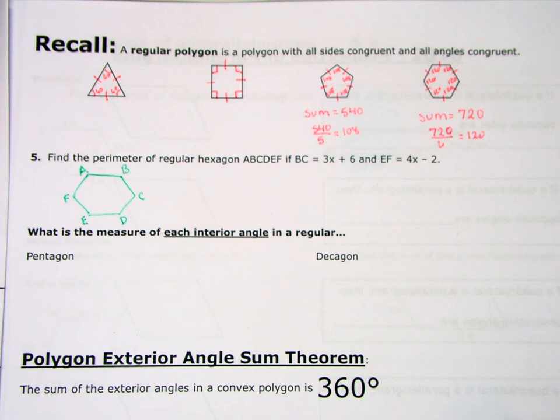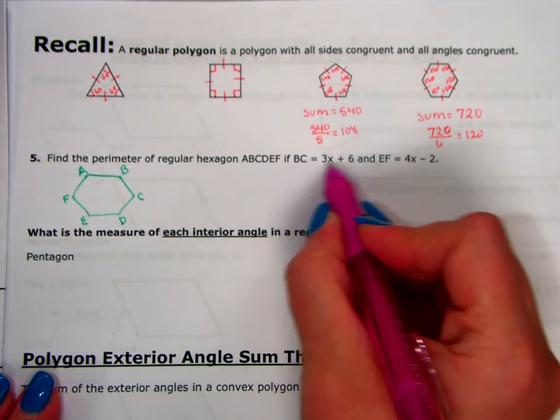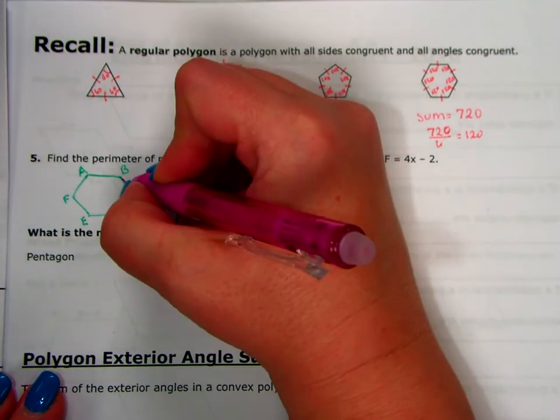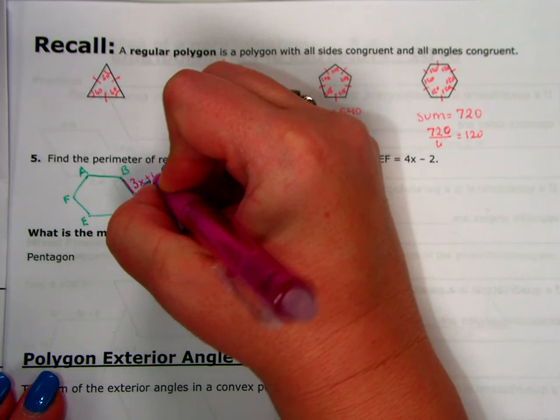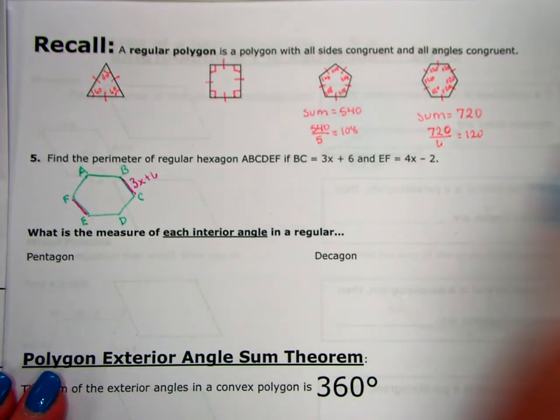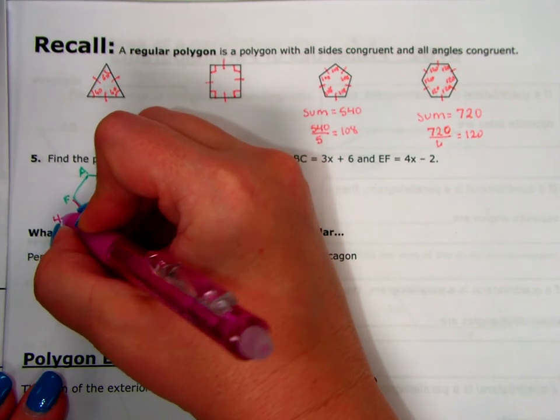All right, once I have that, then we can label the expressions we know. So BC, I know, is 3x plus 6. And EF is 4x minus 2.